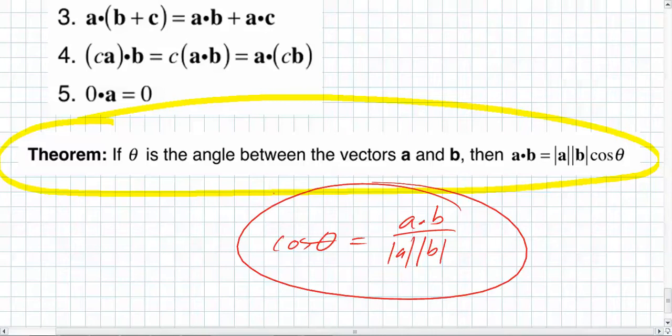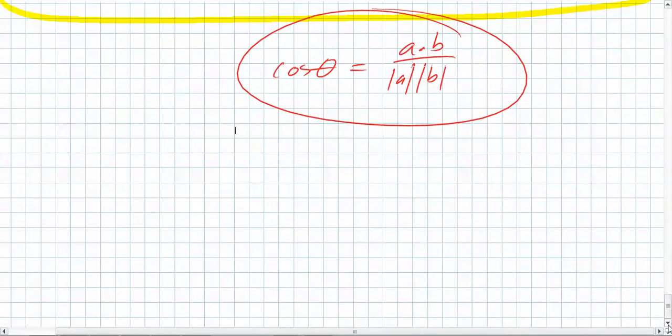Law of cosines. You use the law of cosines for this. I don't want to do it. It's not super fun. Did you try it out? It's easier to remember.